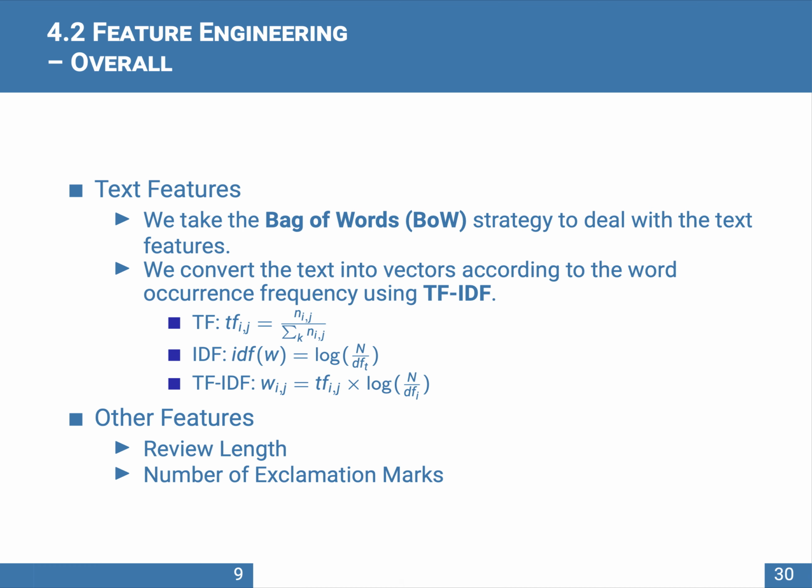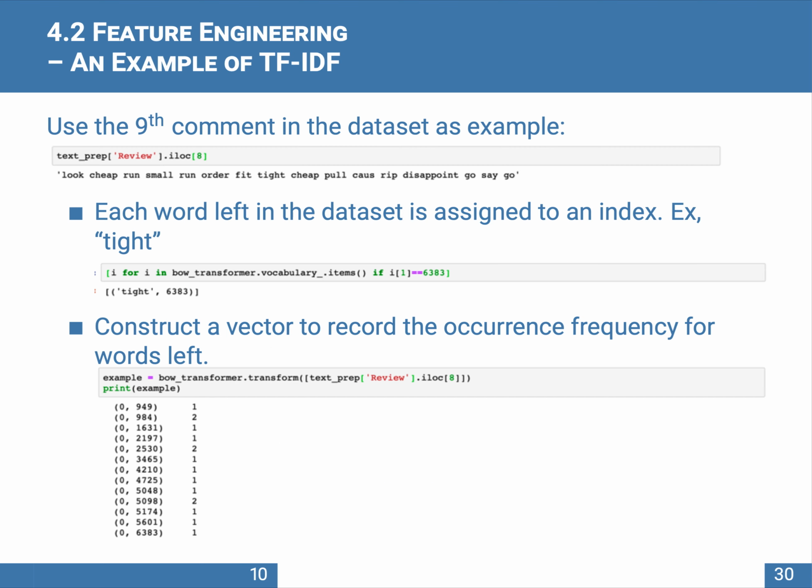The second one is number of exclamation marks. Obviously, this is a good measure of the degree of emotions. Now, I'd like to give you an example to elaborate on the TF-IDF. I'll use the noun "comment" in the dataset as the example.